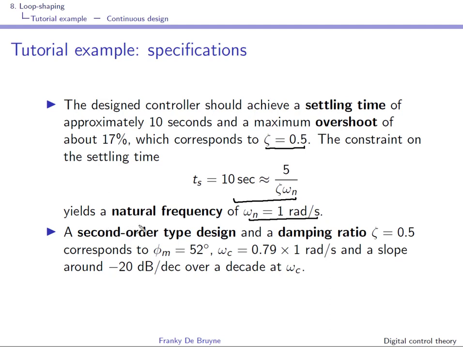So if we impose this second order type design with complex conjugate poles, zeta equal to 0.5 yields a phase margin of 52 degrees, right? And you have to go and look in the related curve. We have that omega c over omega n, so the normalized crossover frequency, is 0.79. Since the natural frequency is 1, we have now also access to the crossover frequency, and will impose a slope of around minus 20 dB per decade over a decade at this crossover frequency.